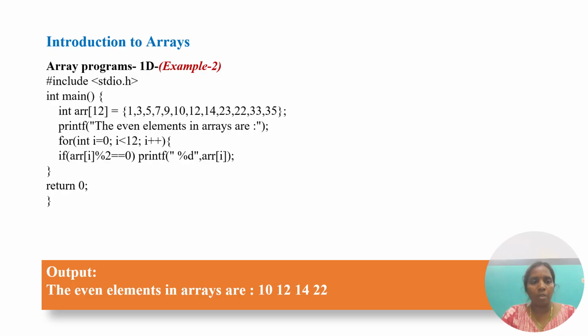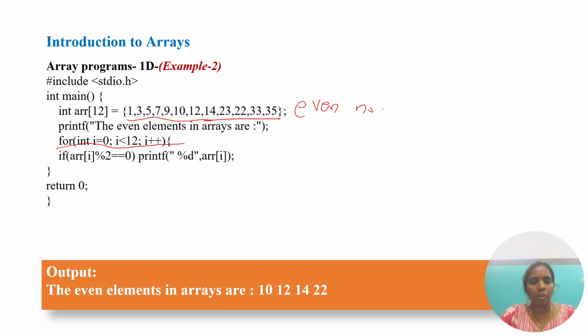This small program shows how we are taking the array input as 1, 3, 5, 7, 9, 10, 11, 12, 14, 23, 22, 33, 35. We have to check whether the inputs of the array are even numbers. In order to find out whether a number is even, here we are using the for loop to read all the elements in an array.